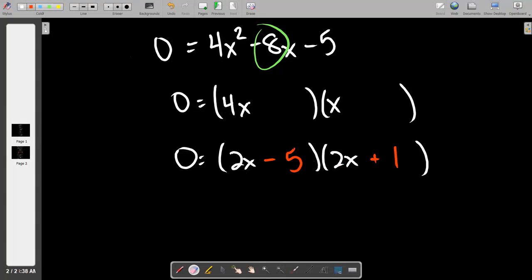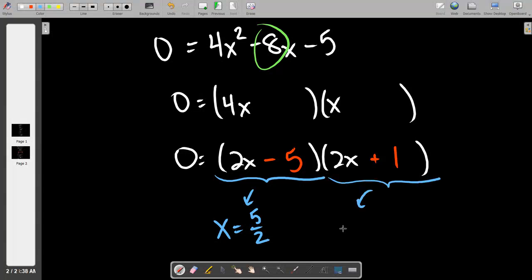We're almost there. What solution do we get from this factor? Yes. What solution do we get from that factor? Negative 1 over 2.